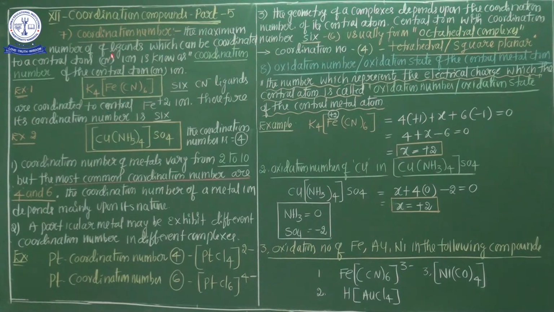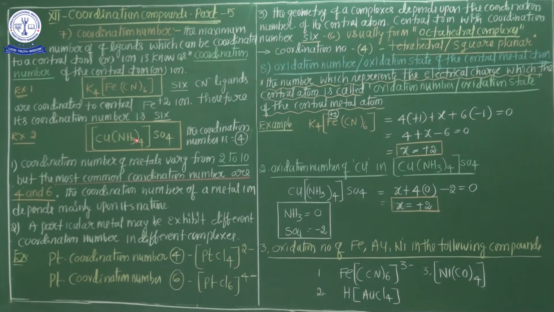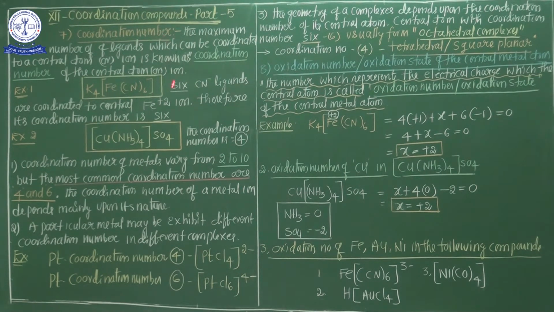So see here once again, what is the coordination number? The maximum number of ligands which can be coordinated to a central atom or central ion is known as the coordination number of the central atom. That is the coordination number.